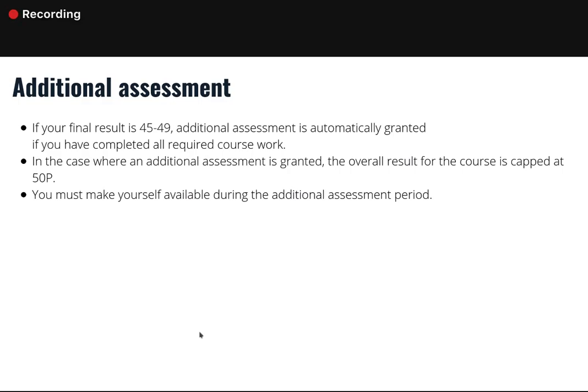For the most part, it's going to be a SUP exam, and that's going to replace the score of the main exam, and hopefully that'll bring you up out of the 45 range. In this case, because you haven't actually managed to pass the course in the first instance, your mark is capped at a 50 if you do manage to pass with the SUP assessment.